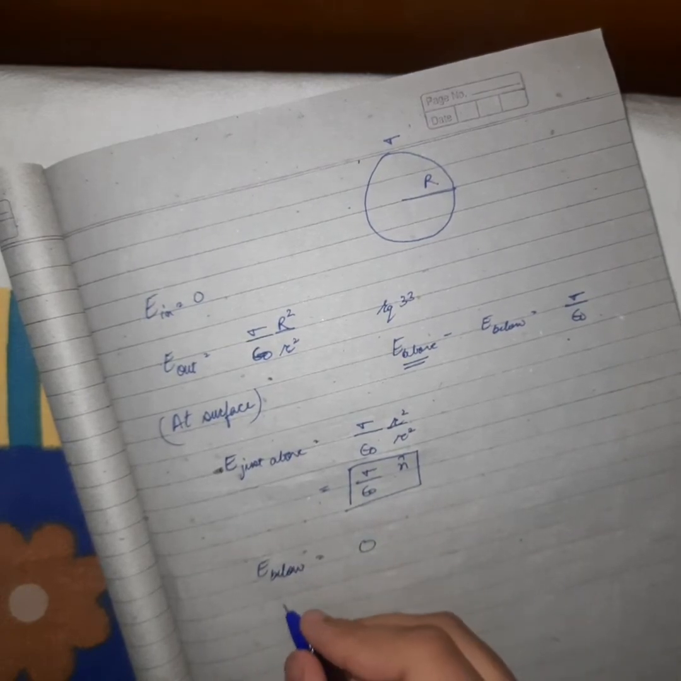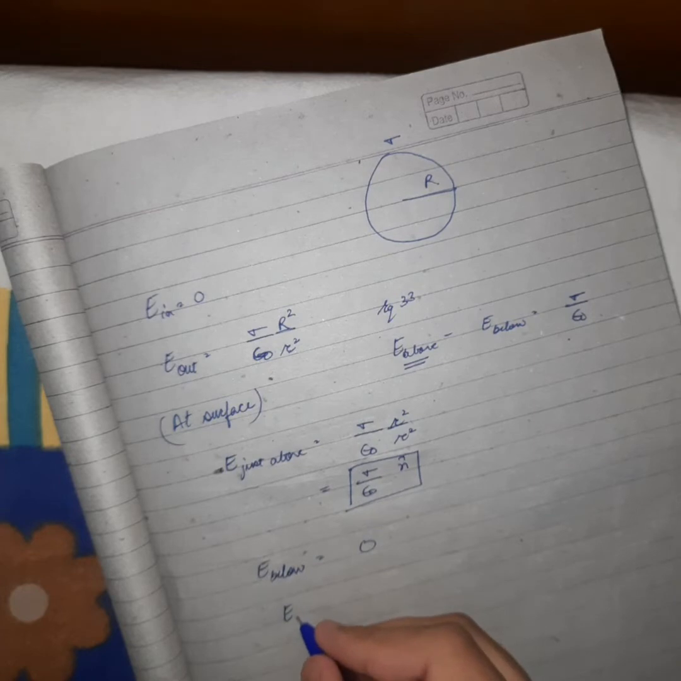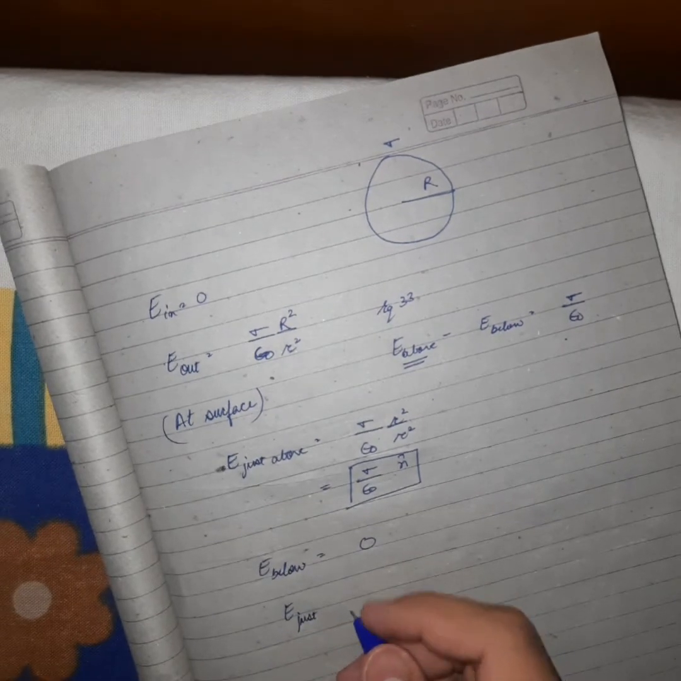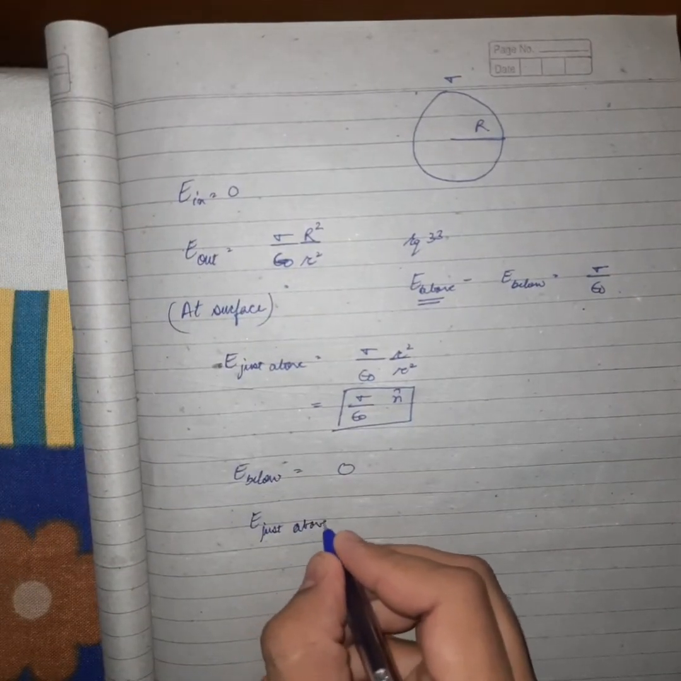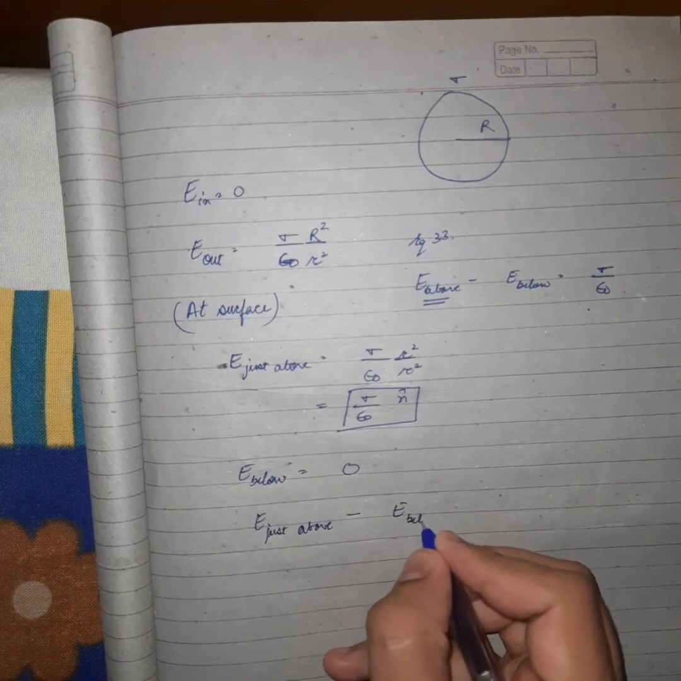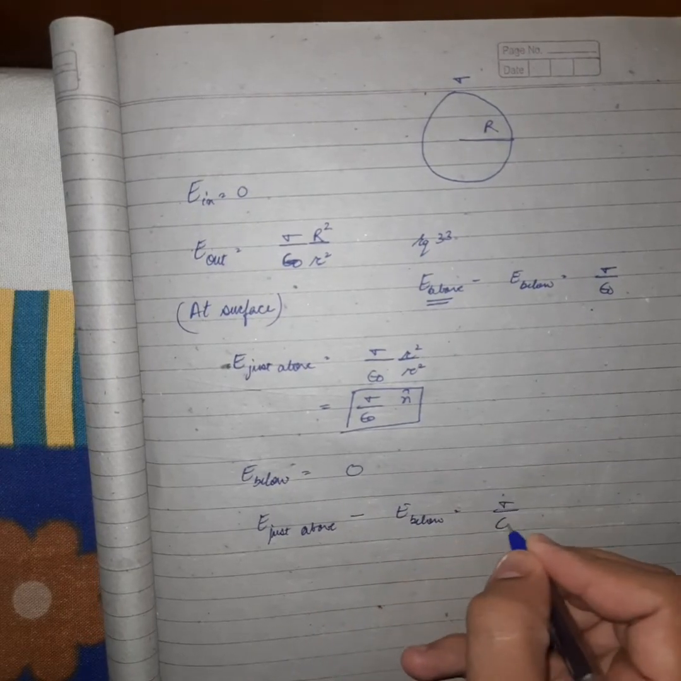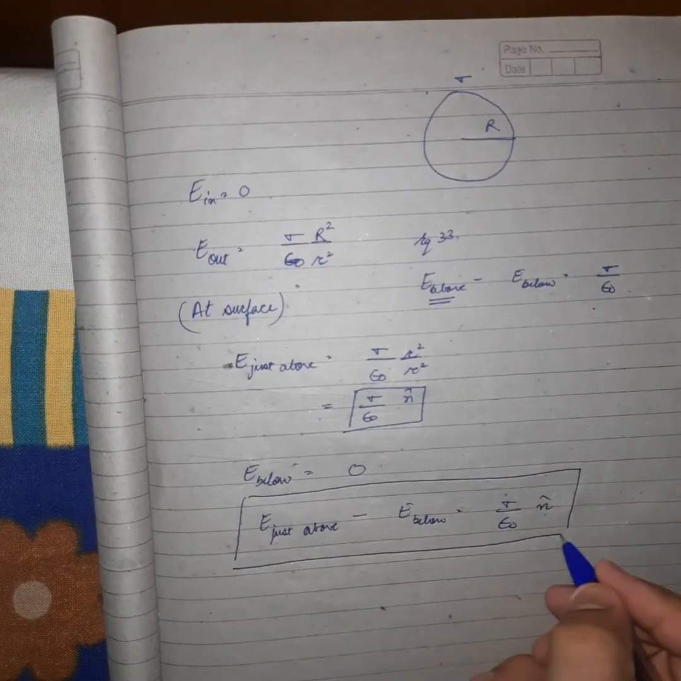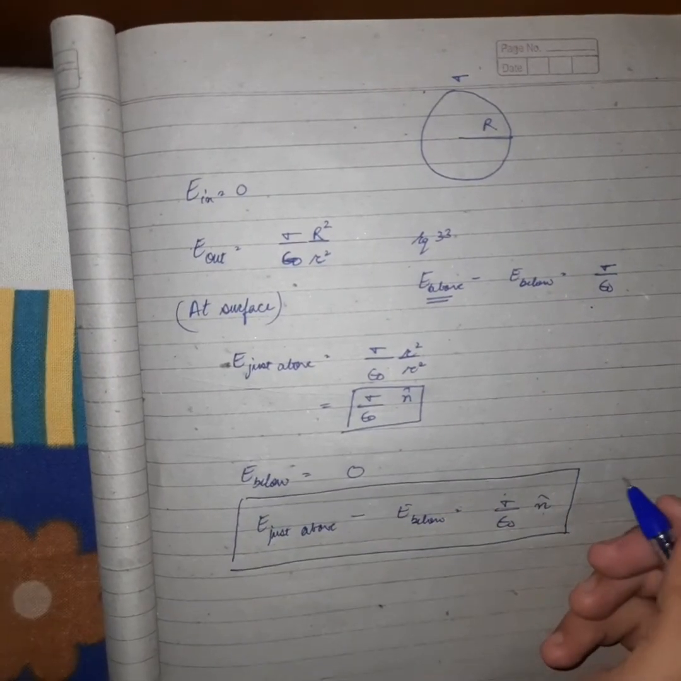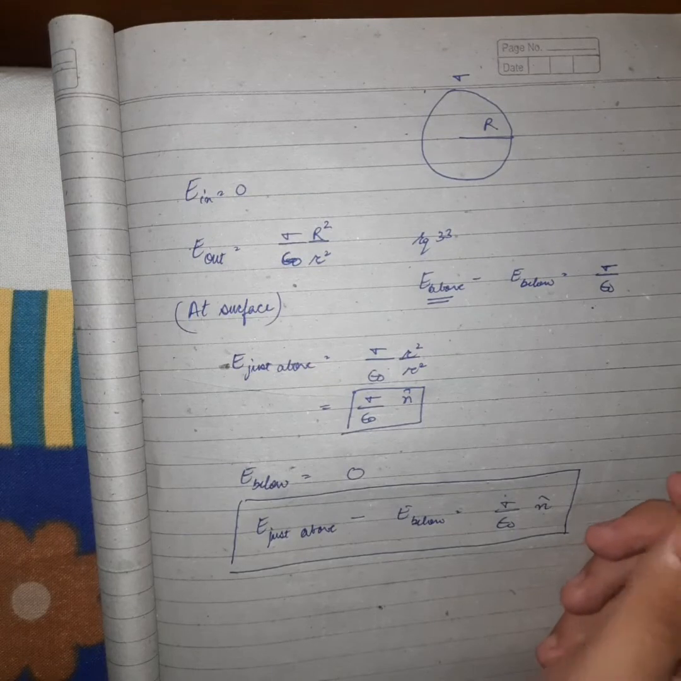So we get E just above minus E below as sigma upon epsilon naught n cap. So it is also consistent with problem number 33. I hope you understood it. Now let us continue with the next part.